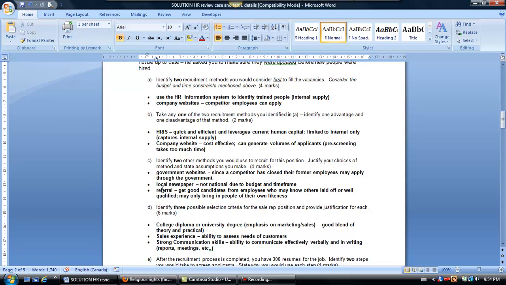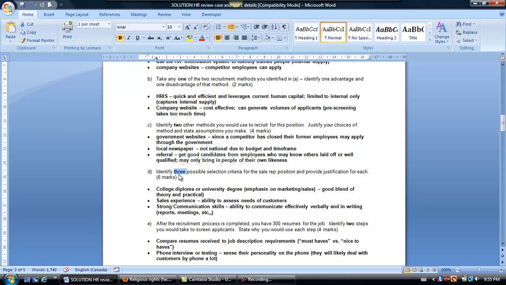And again, we might also want to go on referral because don't forget, we have sales reps who may know other reps who are very good people. So we can get good candidates from employees who may already know some of our sales reps who are being laid off. And one of the disadvantages, I suppose, of that one, now that I'm thinking about it, may be that they bring in people only in their own likeness, so that might be a negative, right? But again, you can screen for that, right, in your screening processes. So again, a referral might be a good option for you here too.